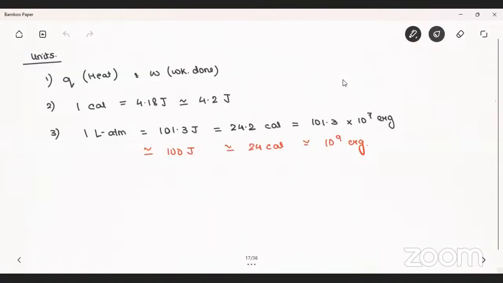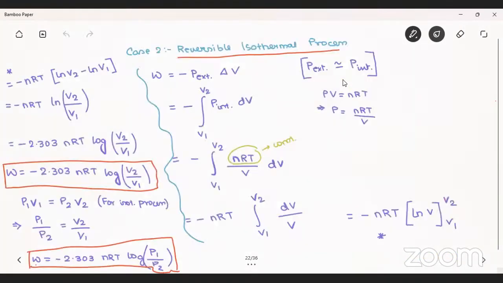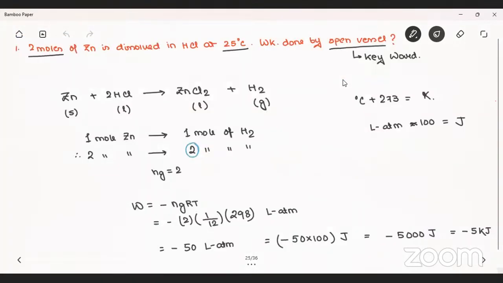See, I told you that 1 liter atom is equal to 100 joules. So if you multiply something in liter atom with 100, you get joules. I have just shown you that if in your exam they ask the answer in joule, how to calculate it. And if you get the answer in joule, just divide it by 1000, you will get kilojoules. Clear? Yes, ma'am. Okay, now let's move to next.